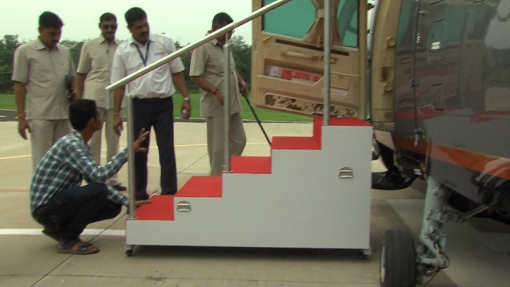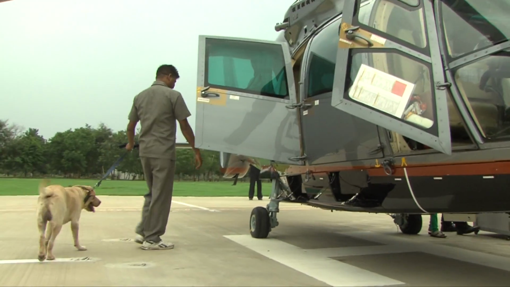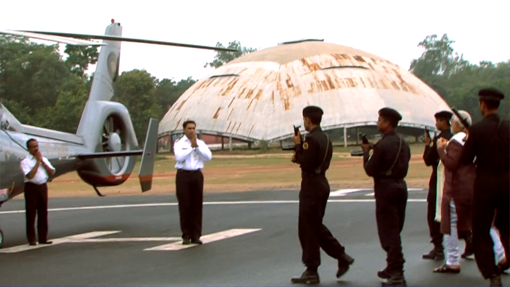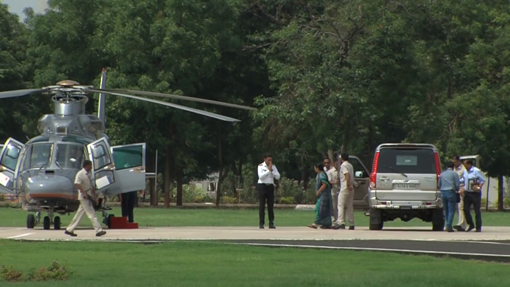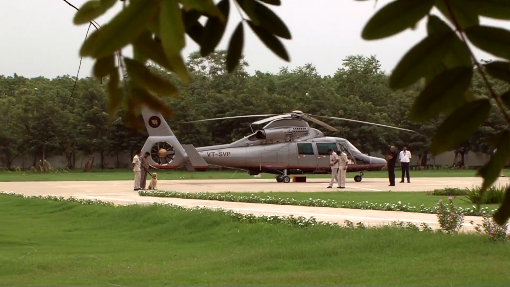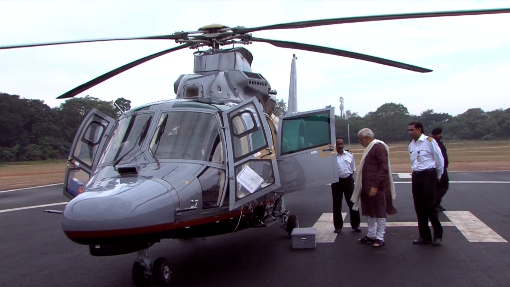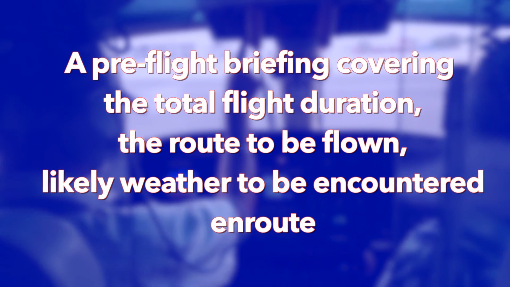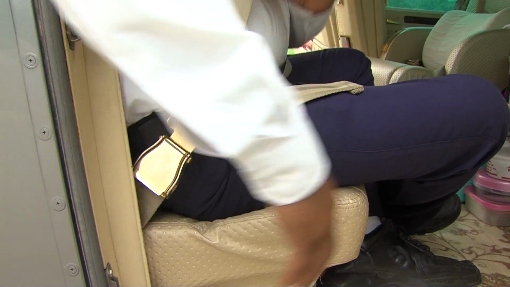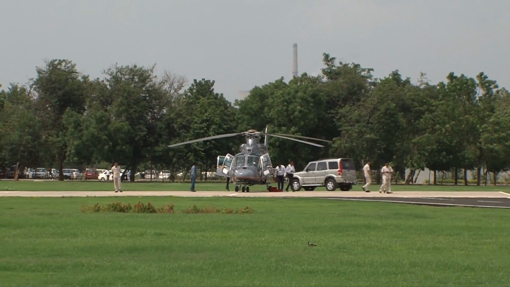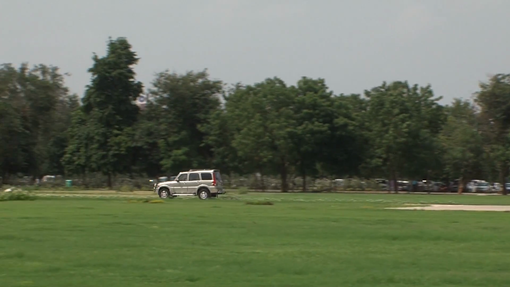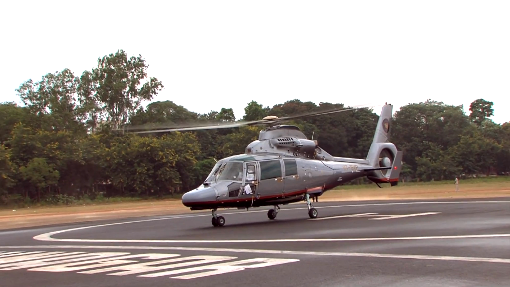Flight procedure. At the helipad, the VVIP will be received by the Director Civil Aviation Department or pilot in command. The VVIP will then be shown his or her seat. A pre-flight briefing covering the total flight duration, the route to be flown, likely weather to be encountered en route, and the use of seat belts will be carried out by the pilot in command. Thereafter, all dignitaries, officials, security personnel and vehicles will leave the helipad. The helicopter will then proceed to its destination as planned.